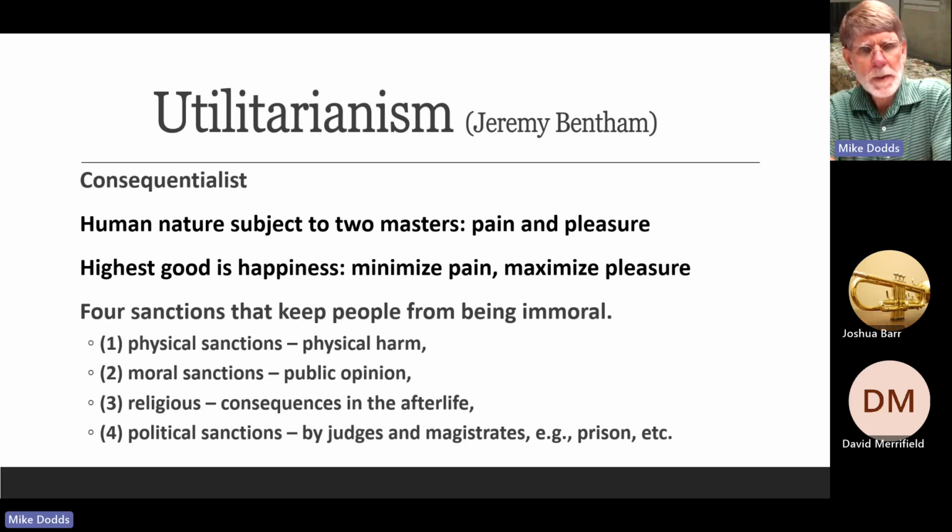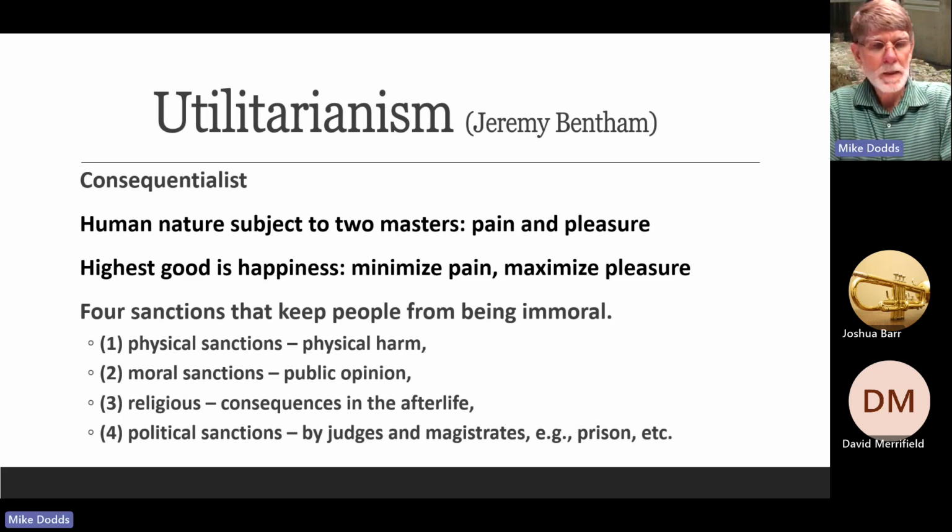Four sanctions that keep people from being immoral: physical sanctions, the consequence, physical harm. Moral sanctions, public opinion. Again, there's that cultural relativism element, but now there's this God has put in all of us.